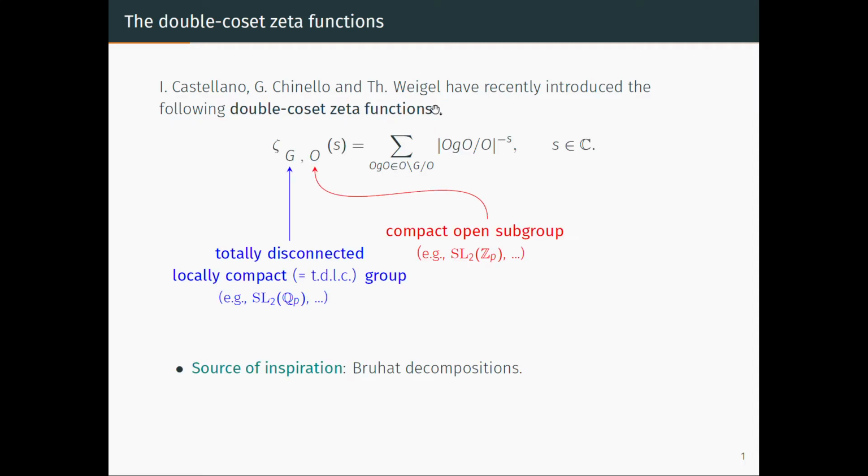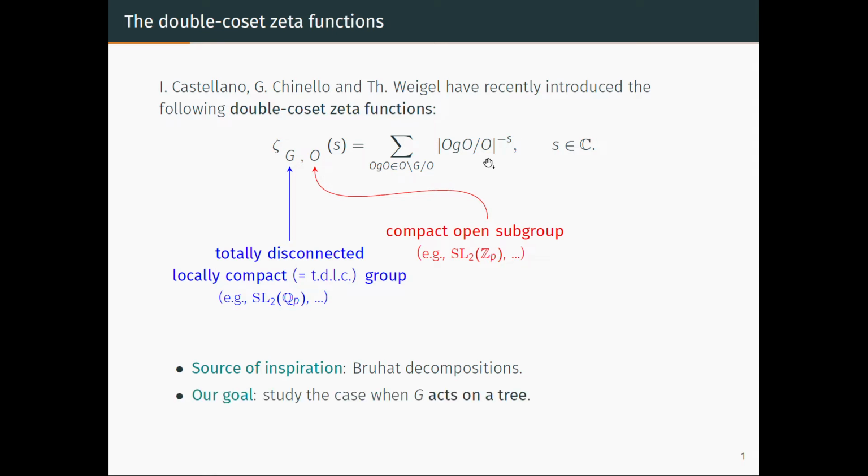In detail, we fix a totally disconnected and locally compact group, G, in short a TDLC group, and also a compact open subgroup O of G. For instance, G might be SL2(Qp) and O SL2(Zp). And then the associated double-coset zeta function depends on the complex variable s, and for fixed s is the sum over all O double cosets OgO of the cardinality of OgO over O, to the power of minus s. This is regarded as a quotient space.